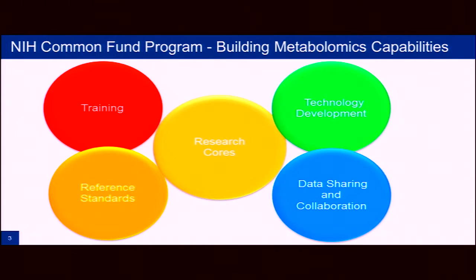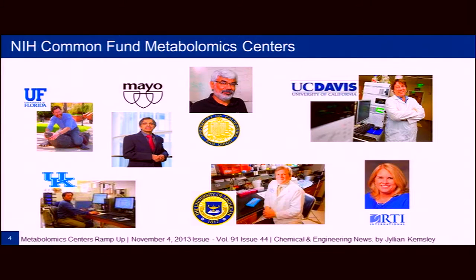So the NIH Common Fund has been funding metabolomics work through funding research cores, training, synthesis of standards and technology development, and through data sharing and collaboration. There's 6 research centers. RTI International, where Dr. Gooding and I work, has 1. And there's also centers at University of Florida, the Mayo Clinic, University of Kentucky, UC Davis, and University of Michigan.